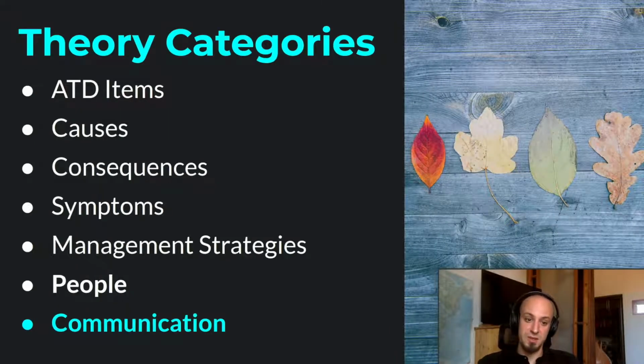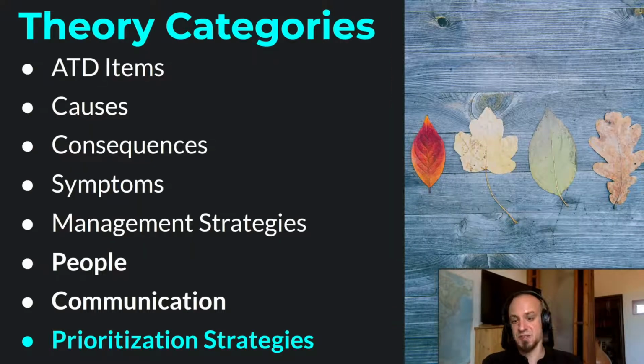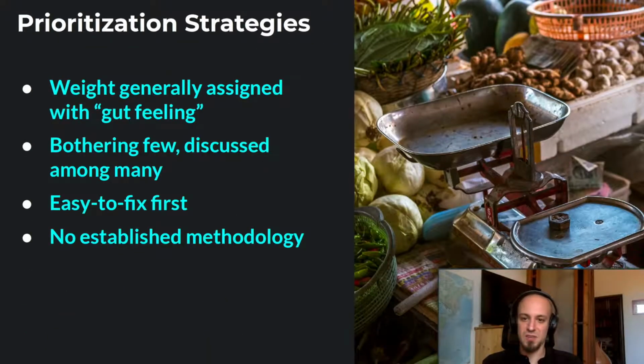Then we have communication, so how people communicate concepts related to architectural technical debt. And this can range from the exposition of architectural technical debt items, the impediments which arise when talking about architectural technical debt, or even the blame. So developers who blame someone who is potentially the one who introduced an architectural technical debt item or didn't manage it properly. Finally, we have prioritization strategies that in our theory do not follow an established methodology, but rather rely on the gut feeling of software developers.